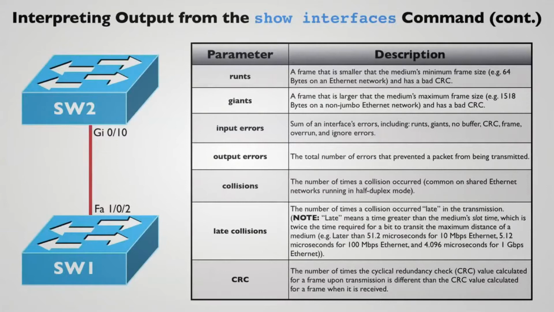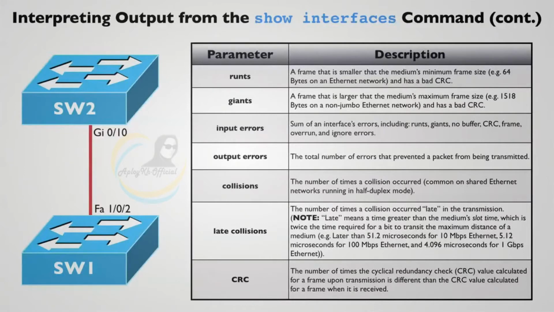And we've already defined what a CRC is. This is the number of times that calculation, the cyclical redundancy check calculation, doesn't match between the transmitter and the receiver. That's an indication that the frame has been corrupted. What could cause this kind of frame corruption? Let's talk about a couple of the more common answers to that question.